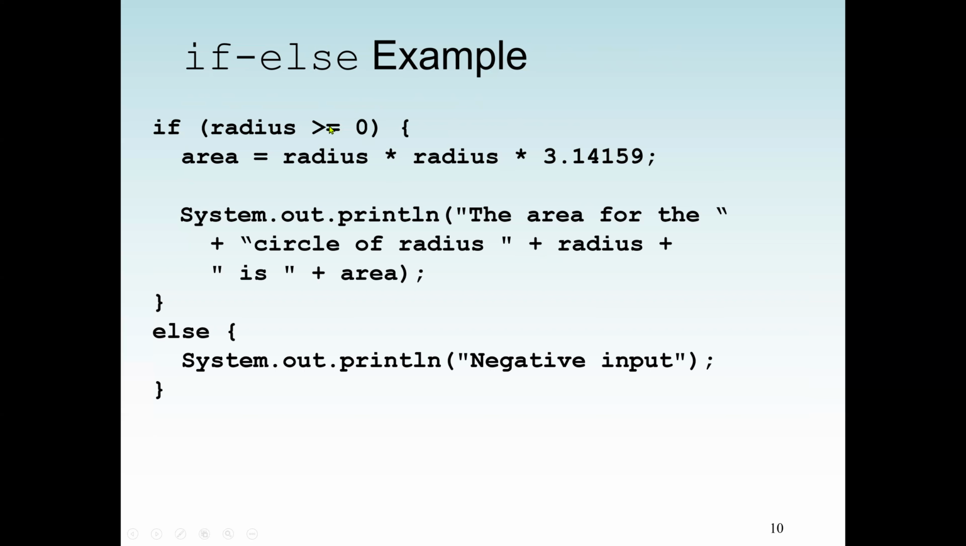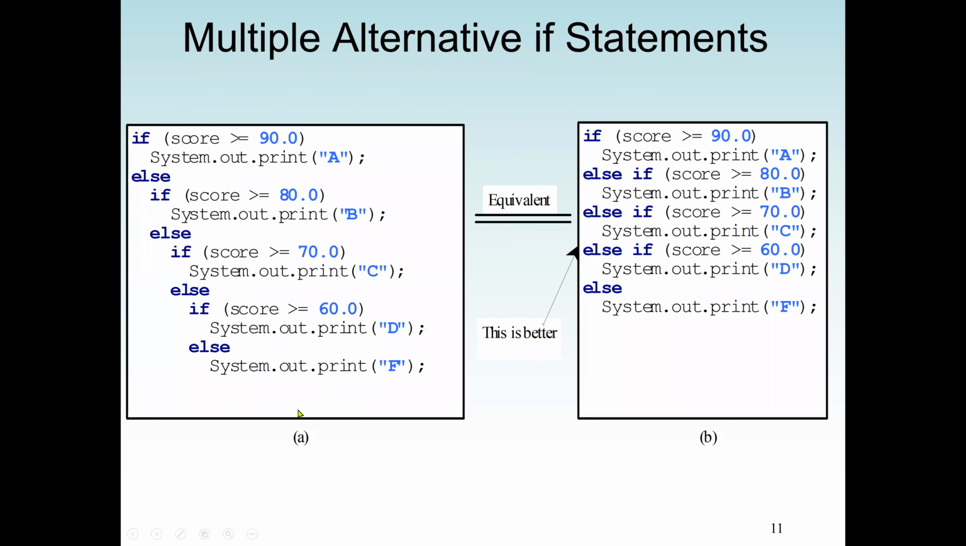So that's if the condition is true, this is what will happen. Else, if the condition is false, which means the radius is negative, we are going to print "negative input". So again, it's two-way. Now we also have a multiple alternative if statement. Both of them are the same, but the second is better because of the formatting.